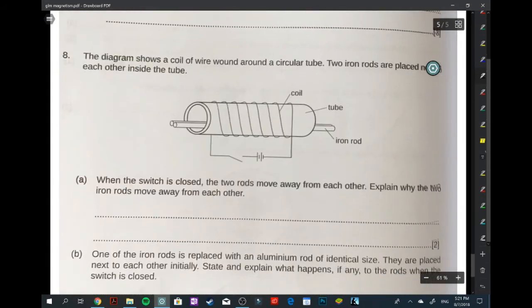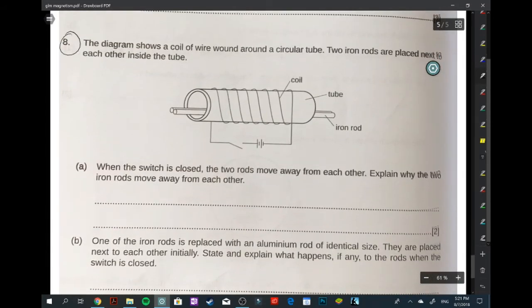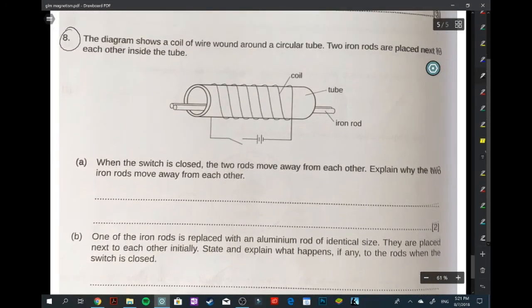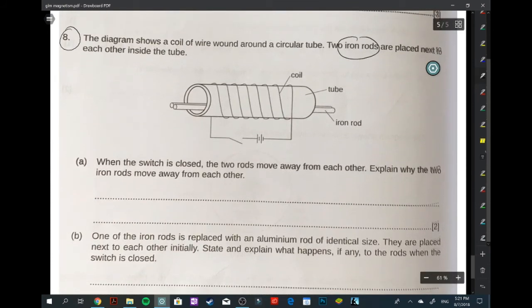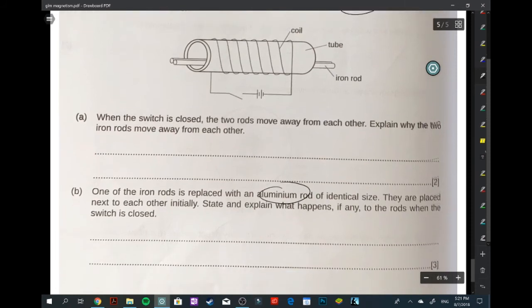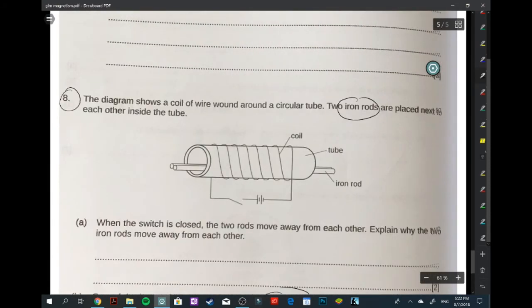Now I'm also not going to go through question 8. It's a question that I went through in class. Same thing, 2 iron rods are placed, then they are replaced with an aluminum rod. Now I need you all to go to your notes and look at aluminum rod. Is it a magnetic material, or is it a non-magnetic material? I think the answer lies there. Now the 2 rods move away from each other, suggesting a repulsion. Only magnets can repel, so these 2 rods must be magnets.